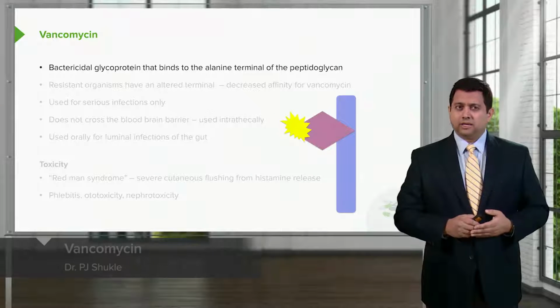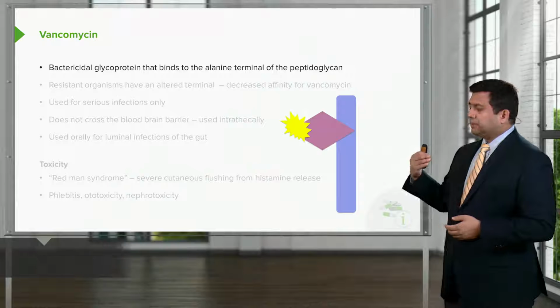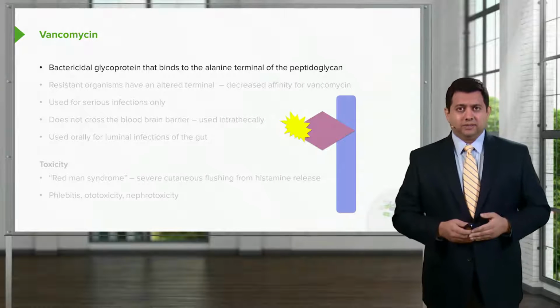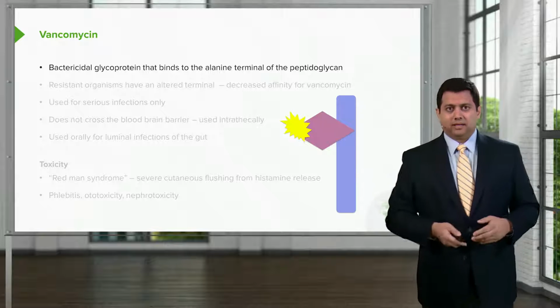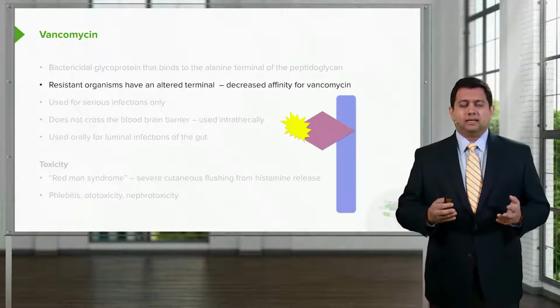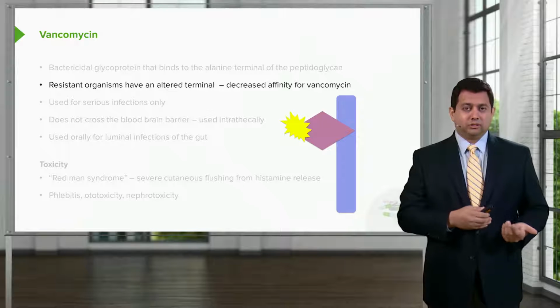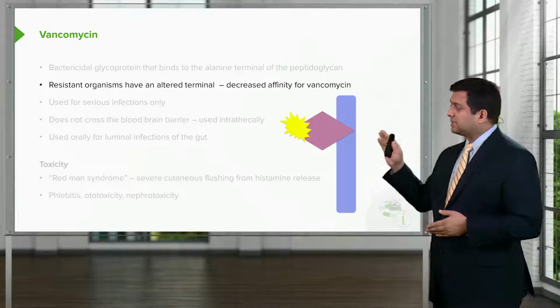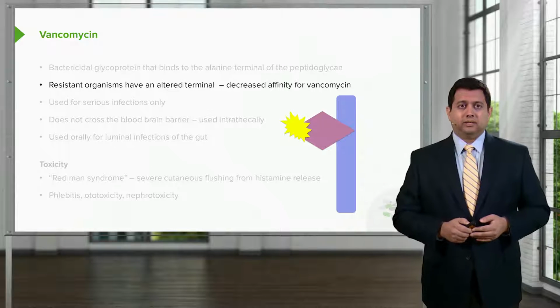Let's talk about vancomycin. So vancomycin is kind of an interesting one. It binds to a bacterial glycoprotein on the alanine surface of the peptidoglycan. So we've kind of magnified the peptidoglycan here. The resistant organisms to vancomycin have an altered terminal, so there's a decreased affinity for the vancomycin. In this case, the vancomycin is the yellow little star-shaped thing that you see there.